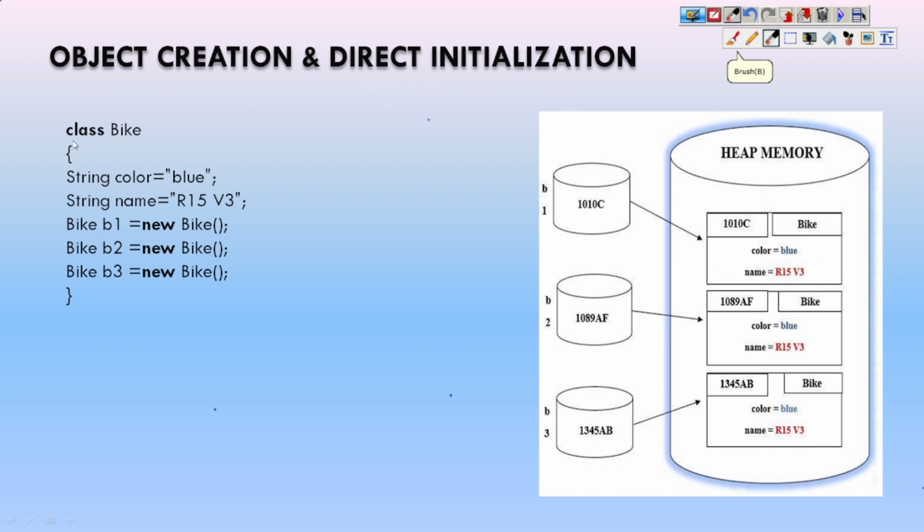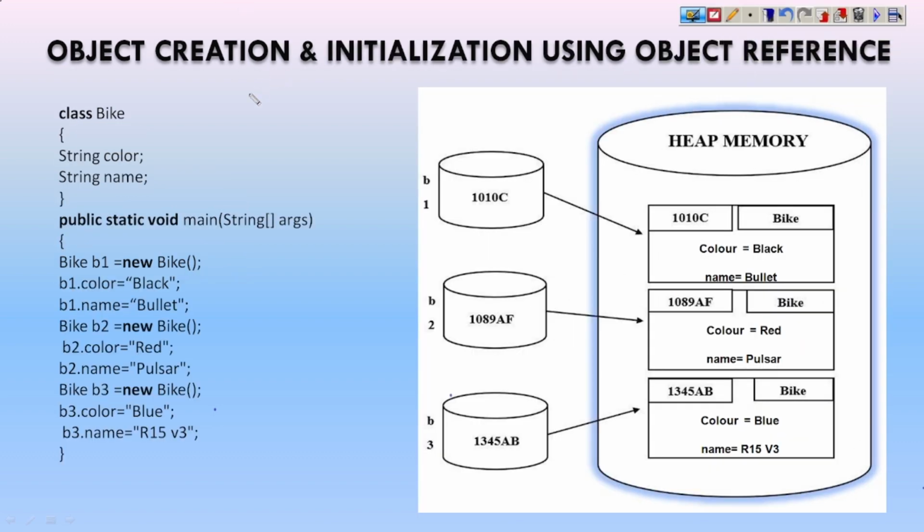Here also it is the same example: class Bike, string color equals blue, string name equals R15V3. Now we have created three new bikes here, B1, B2, B3. So all are the same. The same valued, different objects will be created in your heap memory with different addresses. In the previous slide, we saw that with the help of the Pen and the object reference P1, we created a new pen object. In the same way here, we have created a new bike object. Now this was the direct initialization, that is, without the object reference.